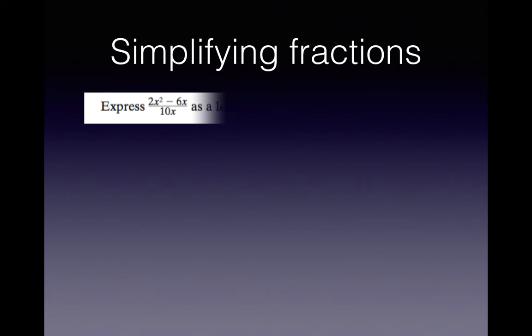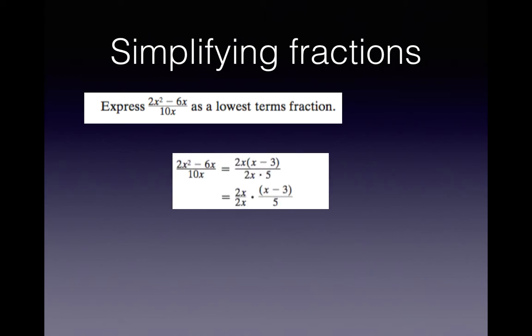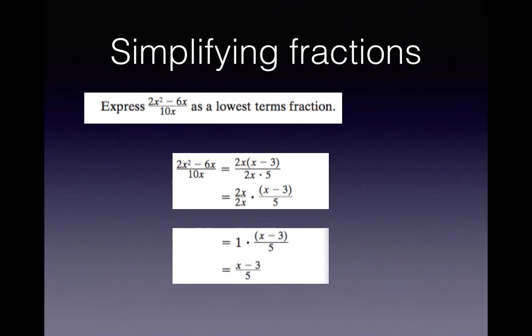Okay, second example. Write that as a lowest term fraction, so we're simplifying the fraction again. In this case, we need to take a common factor out of the top two terms, which will be 2x. So 2x into x minus 3 on top, and the bottom then I'm going to factorize as well, and because I've taken 2x out of the top term, it makes sense to look for a 2x as one of the factors in the bottom term. So 2x by 5 would give me the 10x. The 2x above and below will cancel, and I'll be left with x minus 3 all over 5.